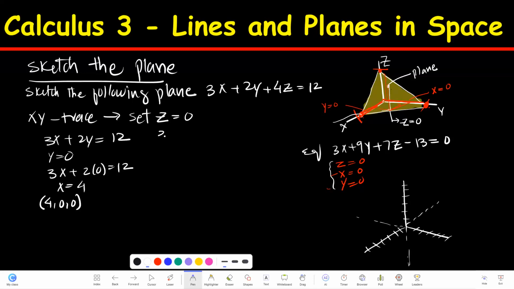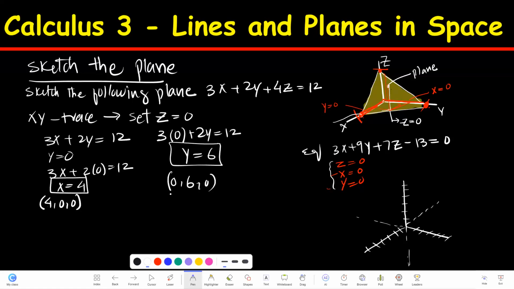The other one is going to be x equals 0. So I'm going to put x equals 0 into 3x plus 2y equals 12, and from here, y equals 6. My trace point would be 0, 6, 0. So let me do this point first. I'm going to call them A, B. So A should be here, 1, 2, 3, 4. That is my A point, 4, 0, 0. B point is 0, 6, 0, so 1, 2, 3, 4, 5, 6.